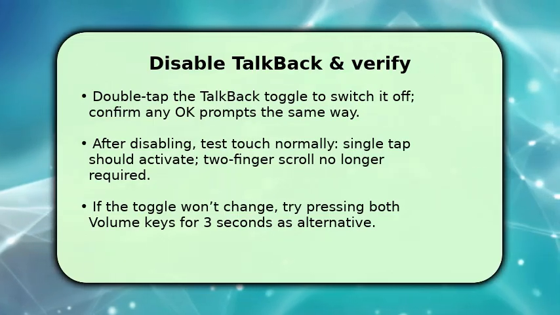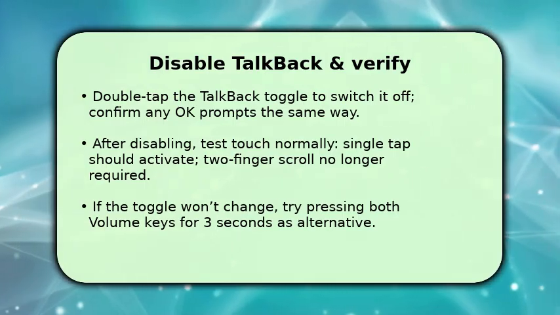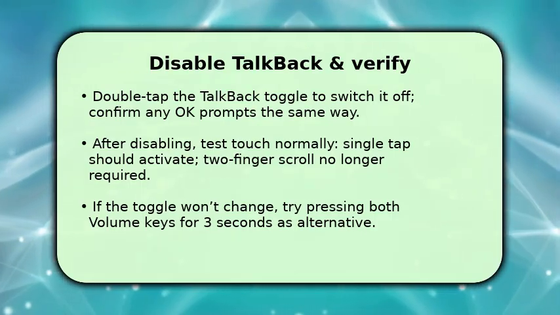If something goes wrong and the toggle won't respond, press both volume keys for 3 seconds to trigger the accessibility shortcut. If that fails, reboot the device and repeat the steps.